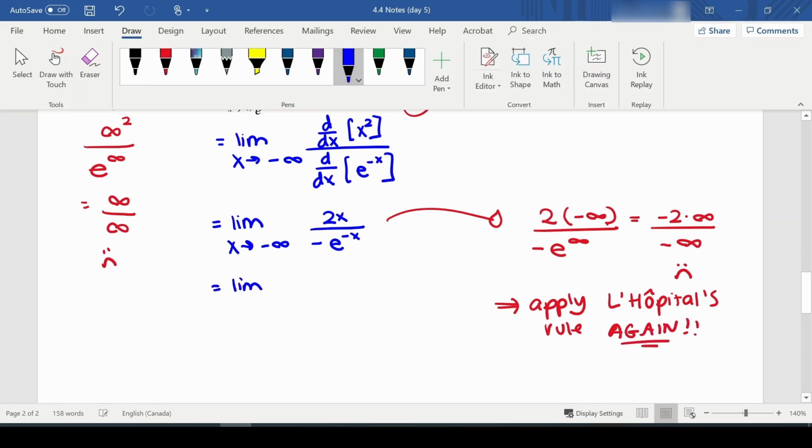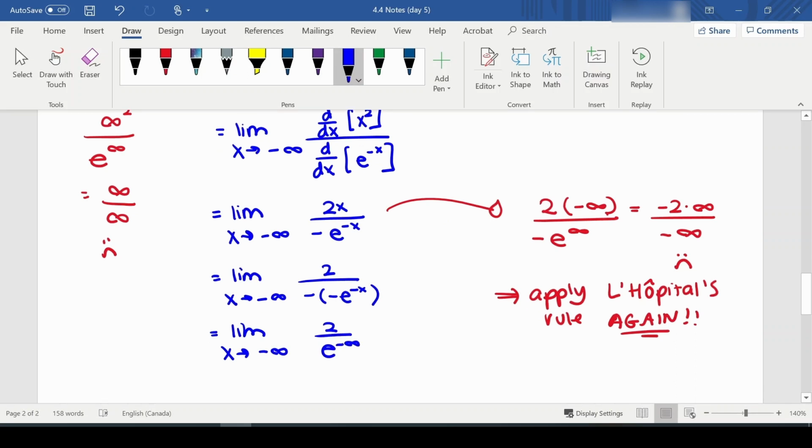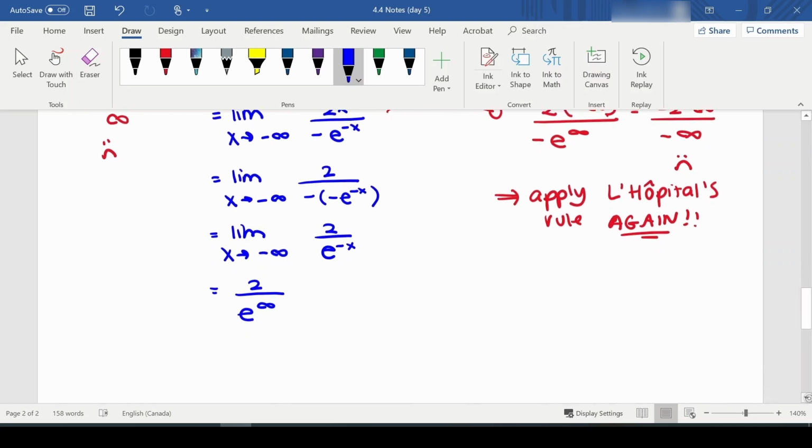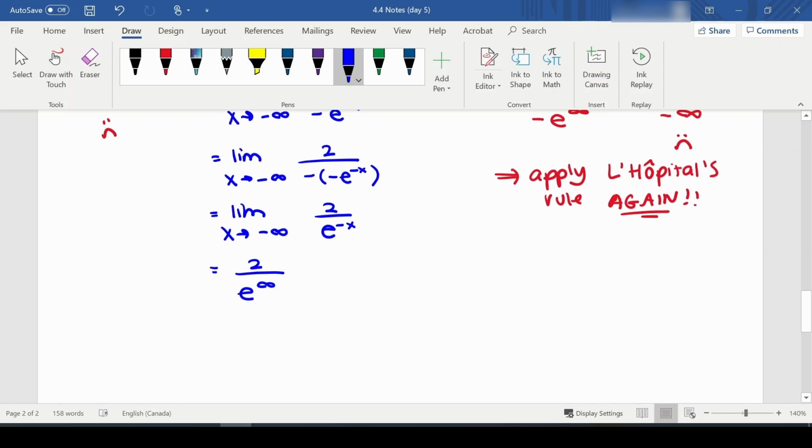So again, I'm going to take the limit as x approaches negative infinity. On the top, my derivative is 2. On the bottom, my derivative is negative e to the negative x, which will give me the limit as x approaches negative infinity of 2 over e to the negative x. Now if I plug in, I'm going to end up with 2 over e to the infinity. If I take 2 and divide it by something very, very large, this is going to approach 0.